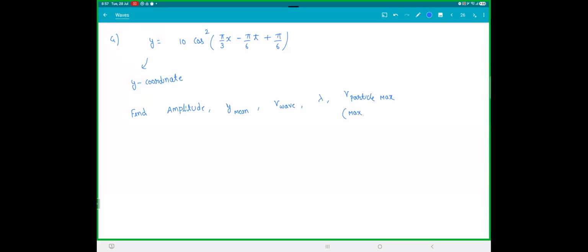This is the max speed of a particle. Find the acceleration of the particle at x is equal to 2 meters and t is equal to 1 second. Find the phase angle. Yeah, get all of them.